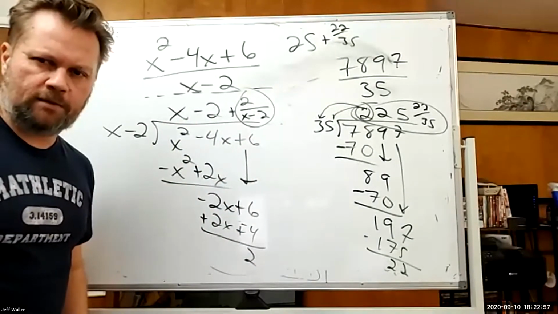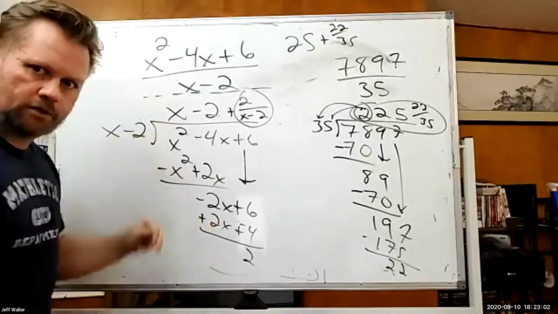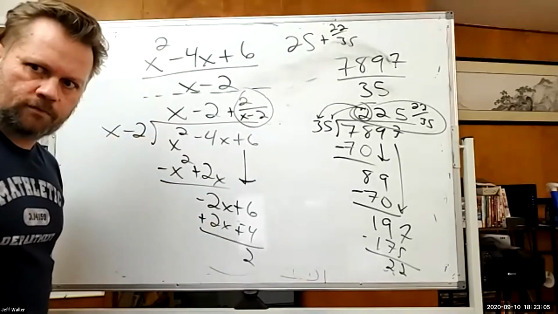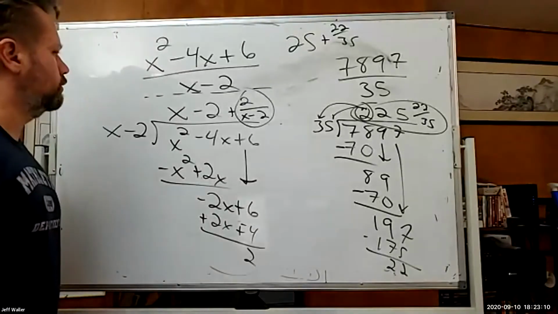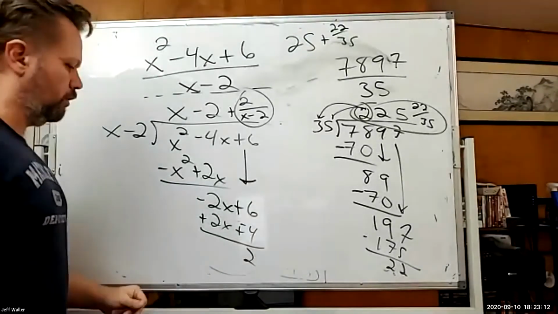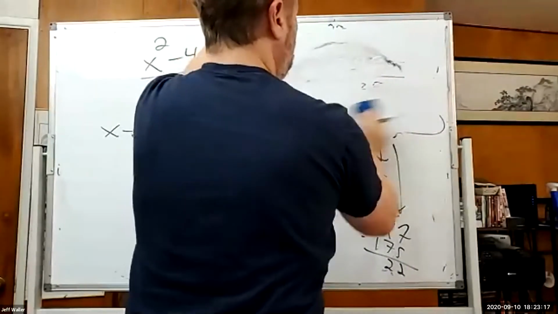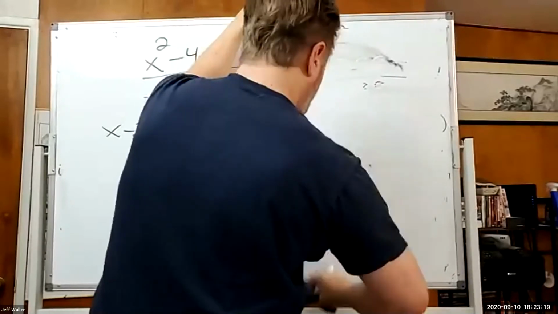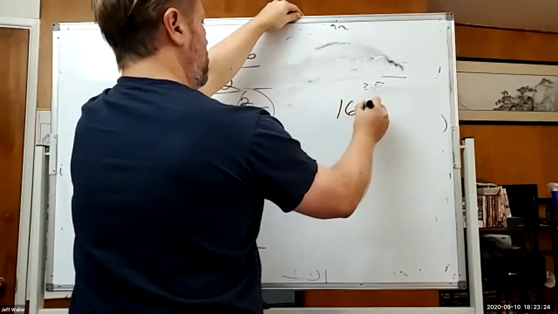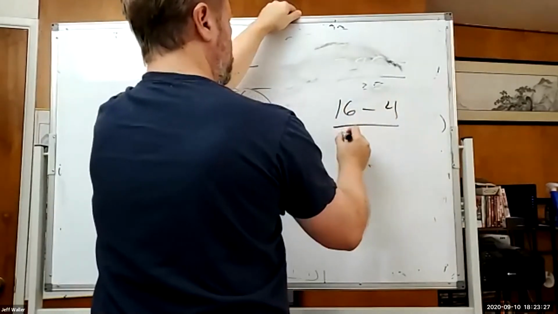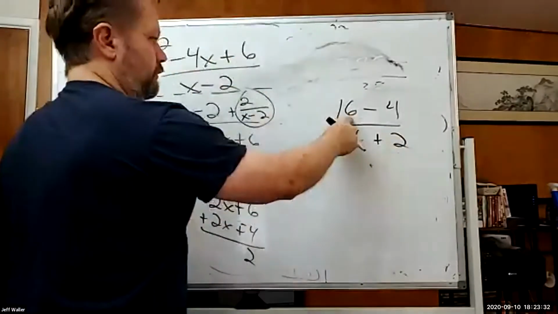Okay. Does anyone know the shortcut to this procedure? Can't you just divide the x squared and the x at the top? Oh, okay. All right. If I have 16 minus 4 over 16, let's say 4 plus 2, can I just divide those?